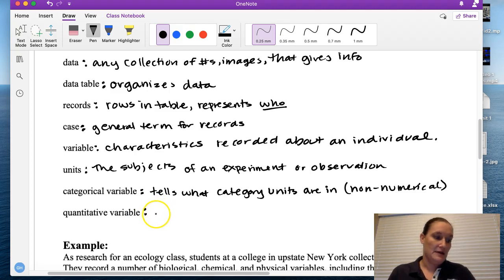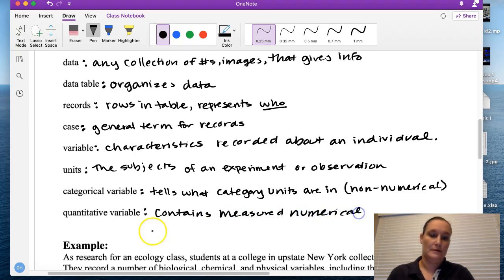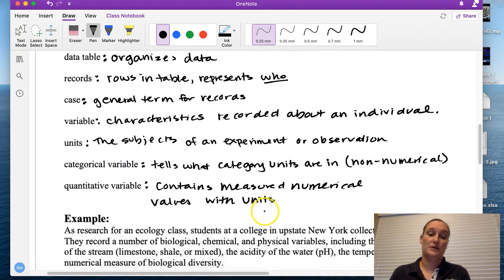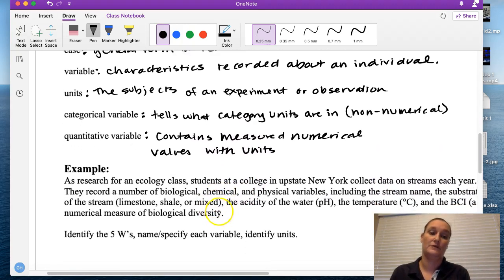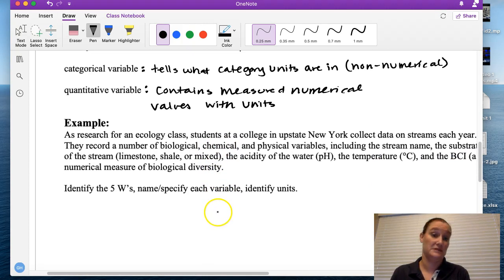A quantitative variable contains measured numerical values with units. So these are usually numerical: quantitative, quantity, numerical, but these numerical values have to have units. I guess that's the difference between quantitative and categorical. Categorical, if it was a number, would probably not have units.